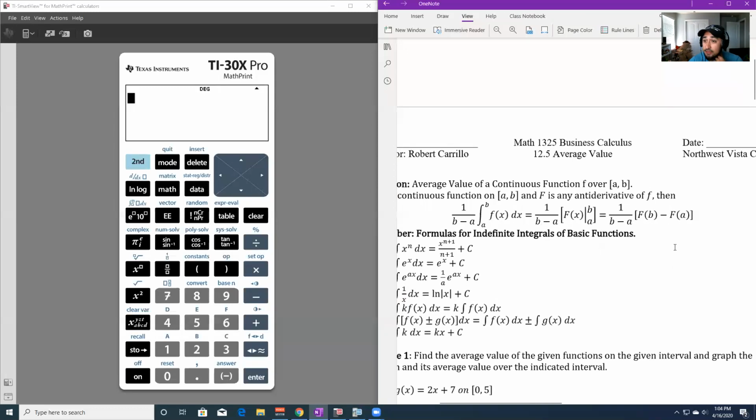And that formula is given as 1 over b minus a times the integral from a to b of f of x dx, which becomes 1 over b minus a of the antiderivative evaluated on the interval a to b, which becomes 1 over b minus a times f of b minus f of a. So we're doing everything we did in the last section, except the only addition we are adding is this 1 over b minus a. That's the only addition.